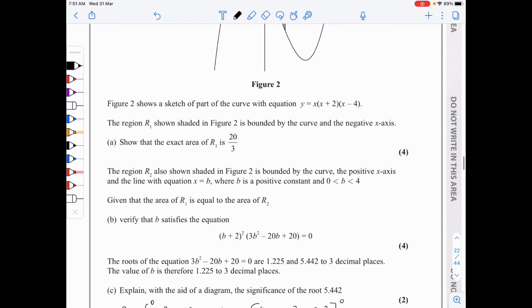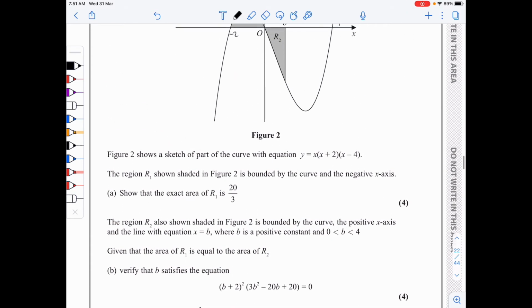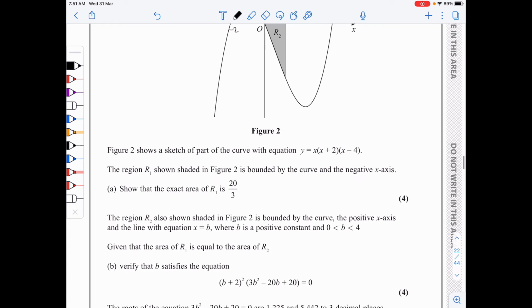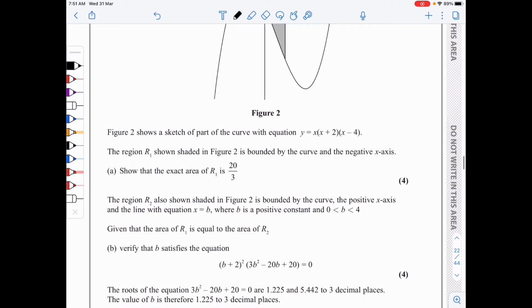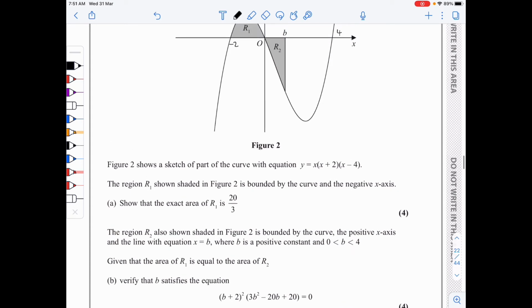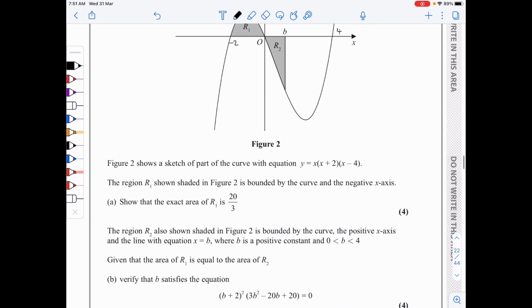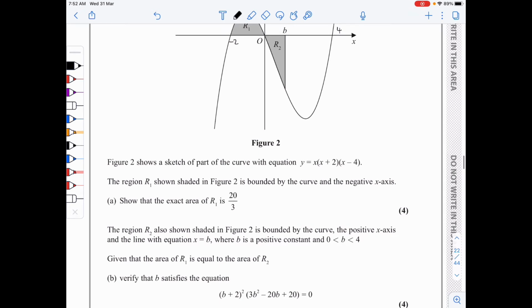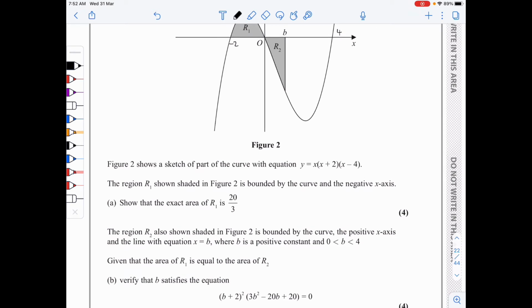We are then told that the second region, shaded as R2, is bounded by the positive x-axis, the curve, and the line with equation x = b. b is between 0 and 4. And given that the two areas are equal, we need to verify that b satisfies the given equation.